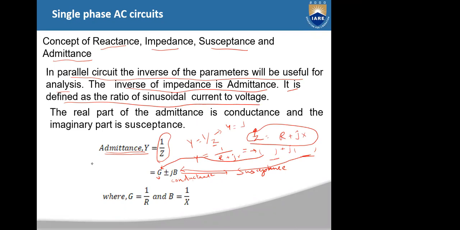So what is G? It is the inverse of R, 1 by R. Conductance is the inverse of the resistance. Susceptance is the inverse of reactance. Reactance and susceptance, resistance and conductance.